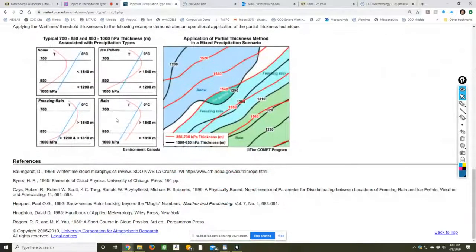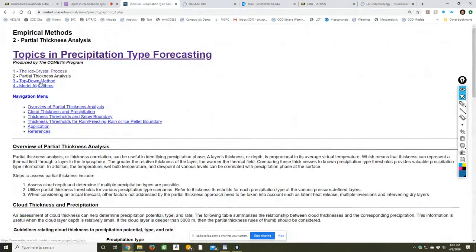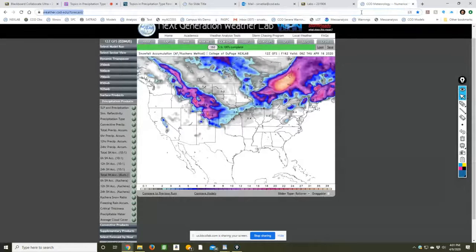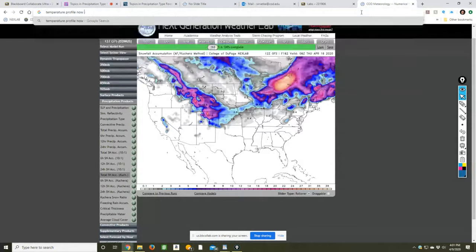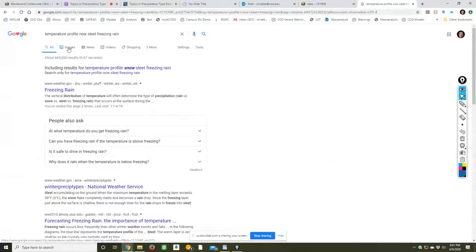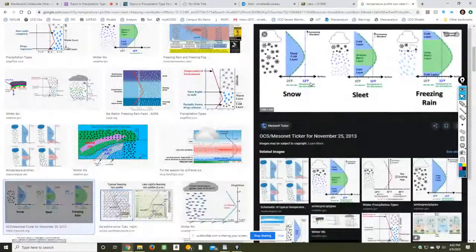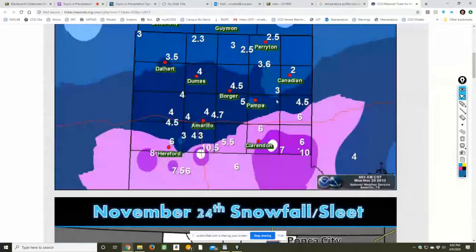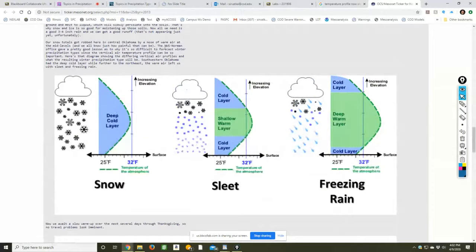Okay. From that, we are able to understand what kind of precipitation we're going to get. So one of the things that I want to show you is what's the difference in the temperature profile for snow, sleet, and freezing rain. I can look at images for this because this is going to be one that I'm going to test you on. So I'm going to look at this picture here. We'll skip through that. Here. This is the one that I really want you to see.